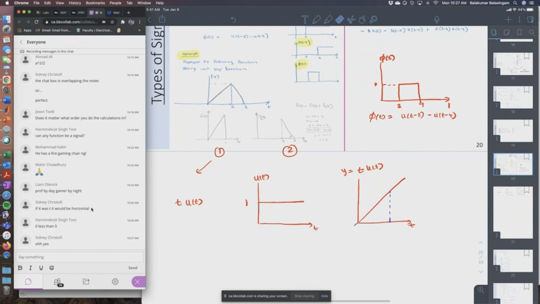We don't want that function to exist after t is equal to 2. So what we really want is this. So how do we write that function? So how can I define a function?